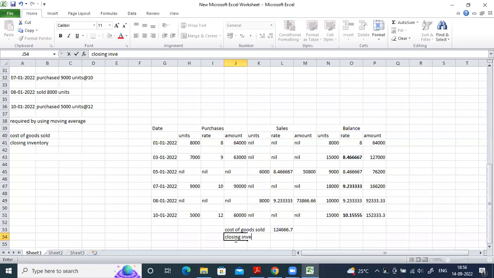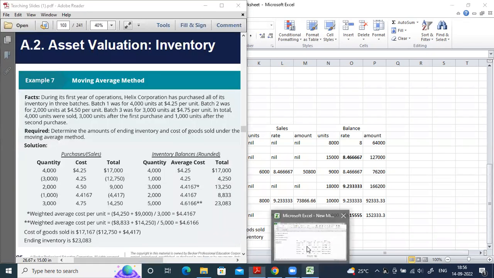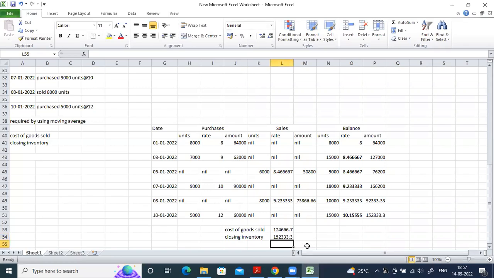And closing inventory. Guys, can you tell me what the closing inventory will be? 1,52,333.3, exactly. This is your closing inventory. So which method do you find simple, this material slides method or this Excel sheet? Excel sheet. Okay. So I hope now it is clear. That is the moving average method. If you want to take a screenshot of it, you can take. Yes, sir.